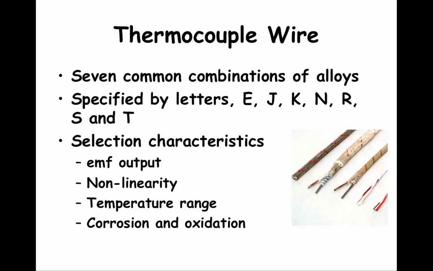Finally, some thermocouple wires work better over different temperature ranges. For example, Type J thermocouples are used for temperatures from -40 degrees Celsius to plus 750 degrees Celsius, while Type S is used for very high temperatures, up to 1600 degrees Celsius. Junction corrosion and oxidation are important selection criteria too when measuring temperatures in corrosive environments or at high temperatures.